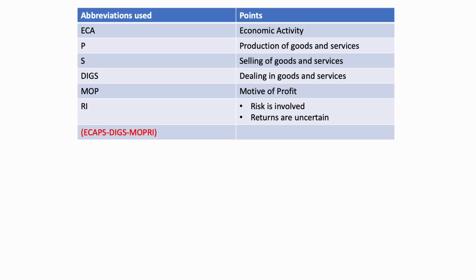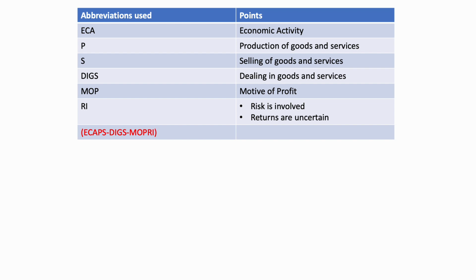So let me just summarize how we've abbreviated this particular answer for you in points. So it's ECAPS, DIGS, MOPRE. If we break that up, ECA would mean economic activity, P would mean production of goods and services, S would mean selling of goods and services, DIGS would mean dealing in goods and services, MOP would mean motive of profit, and RE, or anything that sounds like RE, is risk is involved and returns are uncertain. So risk, returns.